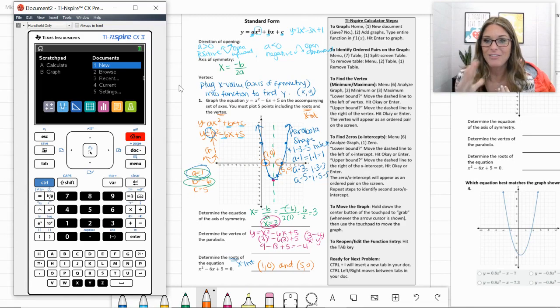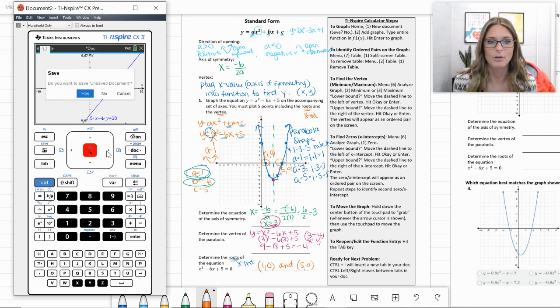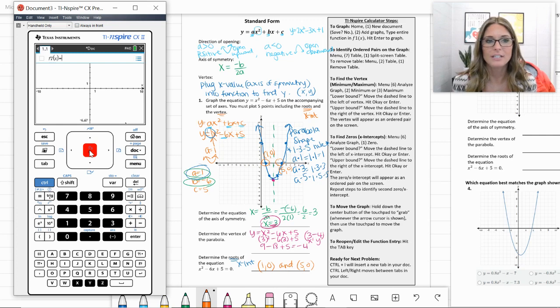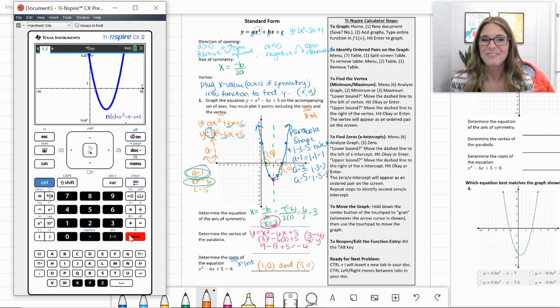All right, so let's take a moment and actually graph this one. You can see you've got all of those Inspire calculator steps on the right. So let's walk through how you would graph number 1 and maybe save yourself some time. Let's start with, from our home screen, we will choose a new document. And if you have something there, it's going to ask if you want to save. No, I don't need to save. And we're going to add a graphs page. You're going to type your entire equation. So it was y equals, start with the x squared minus 6x plus 5, and hit enter, and you can see that lovely parabola has been graphed there.